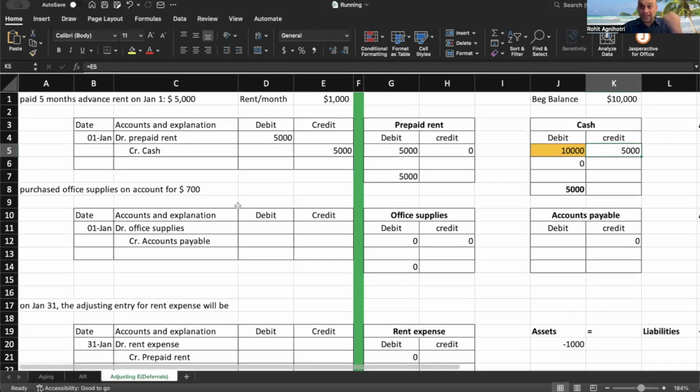Let's talk about the next one. You purchase office supplies on account for $700. So office supplies, an asset, $700 worth of supplies you just purchased, but this time you did not pay in cash. You paid on account because you have a contract and you're going to pay in 1 month. So accounts payable credit $700. You will see now your accounts payable has a balance of $700.